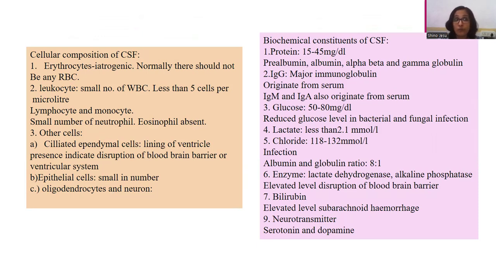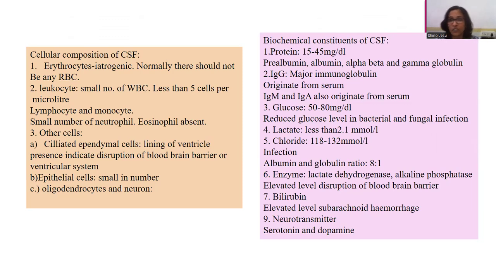The cellular composition of this CSF is the erythrocytes. Normally, there should not be any erythrocytes there. It's like an abnormal condition if erythrocytes are present. Leukocytes, a small number of WBC, less than 5 cells per microliter, are normally seen. Mostly the lymphocytes and monocytes, and a small number of neutrophils, and eosinophils are totally absent. Other cells like ciliated ependymal cells, which line the ventricles, if present, indicate disruption of the blood-brain barrier and ventricular system, and epithelial cells are present in small numbers, and oligodendrocytes and neurons also can be present in case of certain pathological situations.